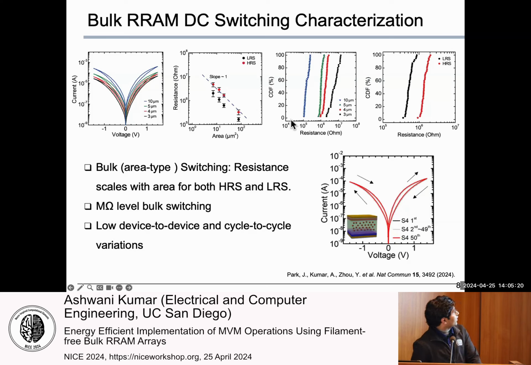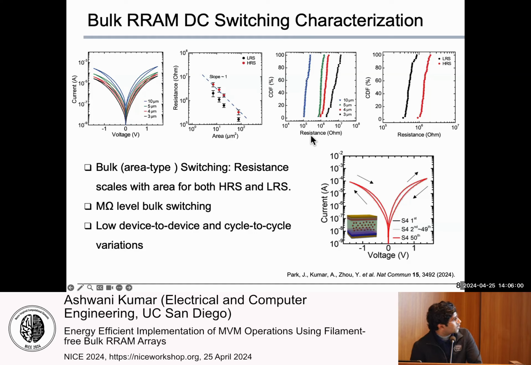So here I present the DC IV characterization for our devices with different diameter sizes. You can see the very gradual, smooth DC IV characteristic of our devices over different diameters. The next figure shows the resistance versus area plot, where we see the LRS and HRS switching of different area devices. It also reflects that it's a bulk type switching, not a filament type switching, because the switching resistance follows the area of the device.